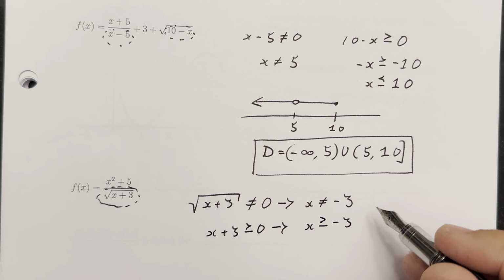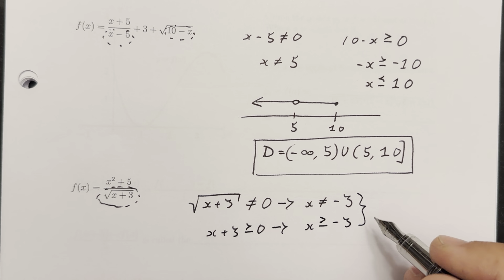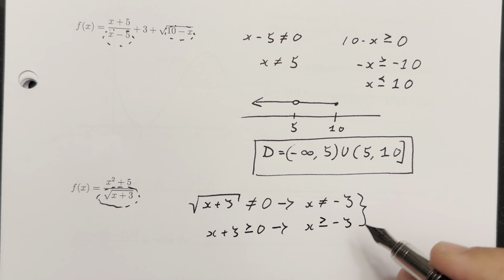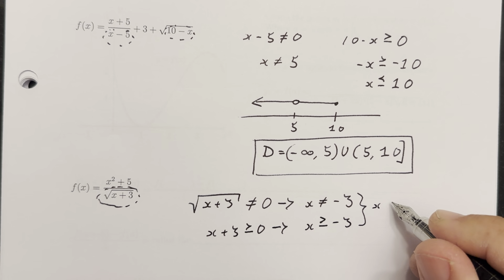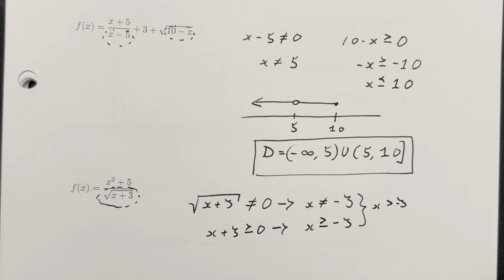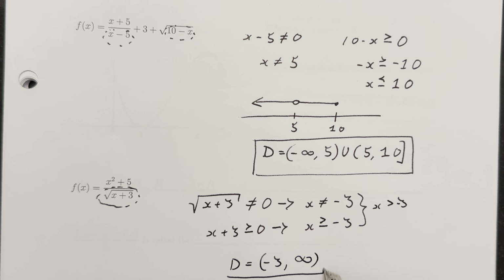Put these two together, and note that this does not equal, knocks out this equal sign here, and so we see that x has to be greater than -3 for this to work. And so our domain becomes -3 parentheses up to infinity. And that is our domain for that function.